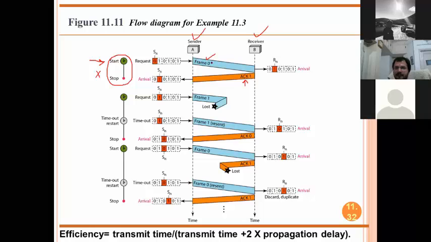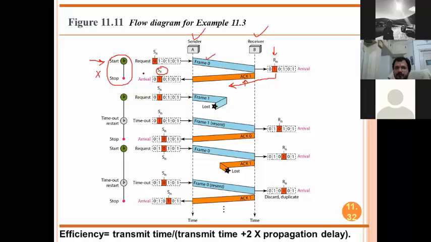So the first frame, the sender has sent 0, the receiver received it and incremented the value of Rn from 0 to 1. So Rn is now 1, and this value of Rn is sent in the acknowledgement. That's why it is 1 over here. Acknowledgement 1 is sent. The sender will receive it and send the next one, so Sn is equal to Sn plus 1.